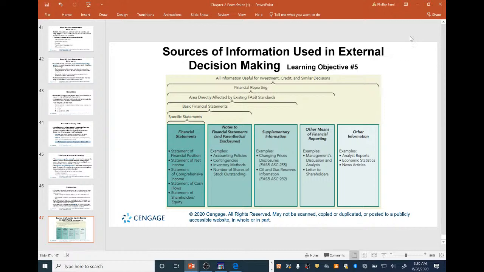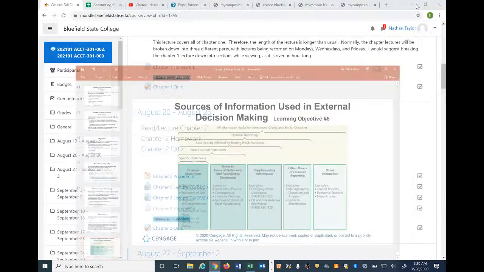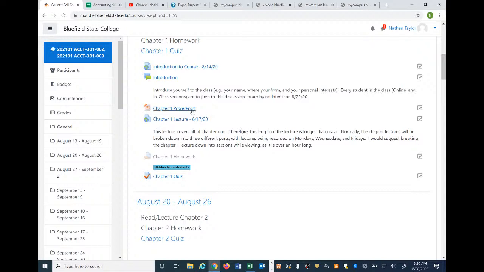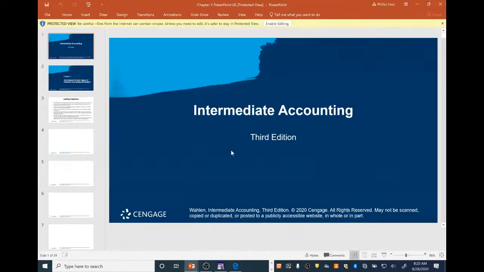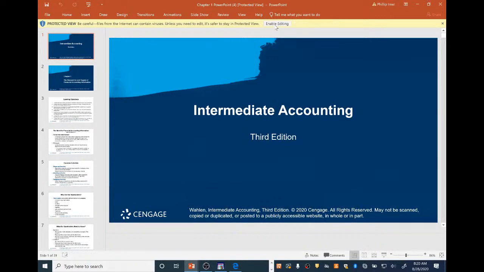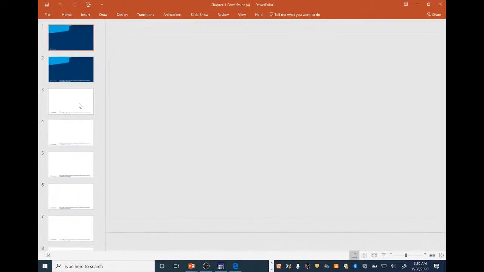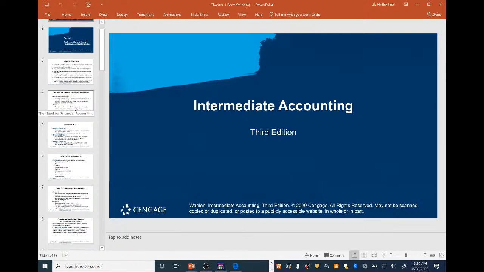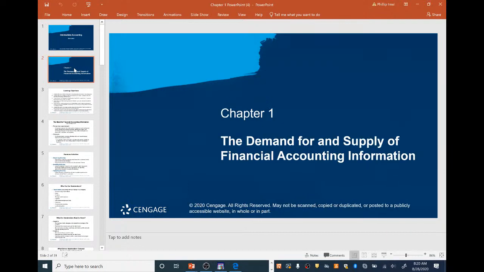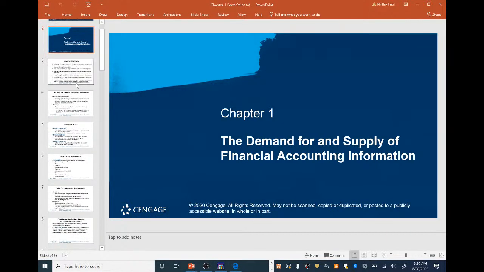Let's see here. I'm actually just going to pull up the PowerPoints and go straight off that for our homework, just on some questions. I'm going to go to what I think is the most pertinent stuff here. And for anyone not here today, just follow along in this lecture and do these problems and punch them in on homework 1. This is going to be homework 1 that we're starting here, because this is for chapter 1, the demand and supply for financial accounting information.